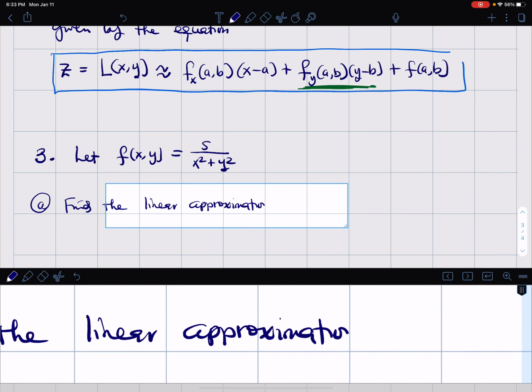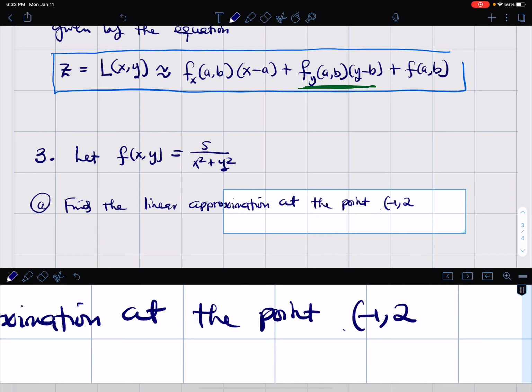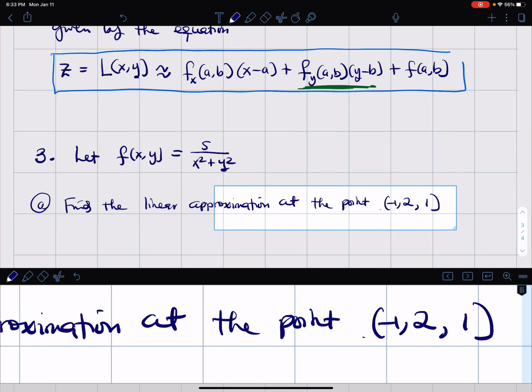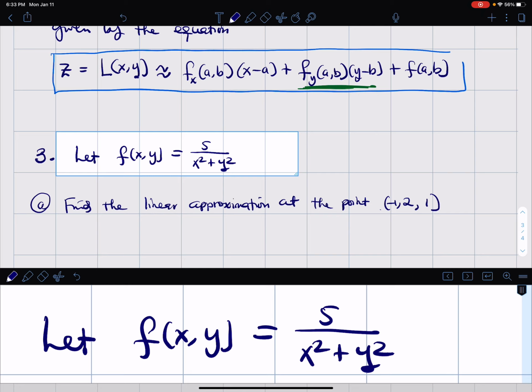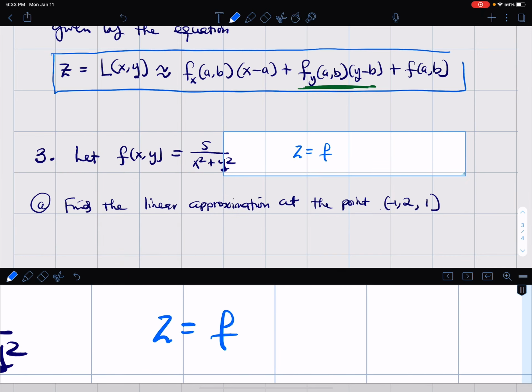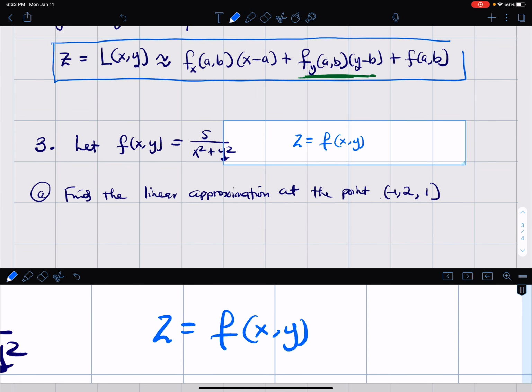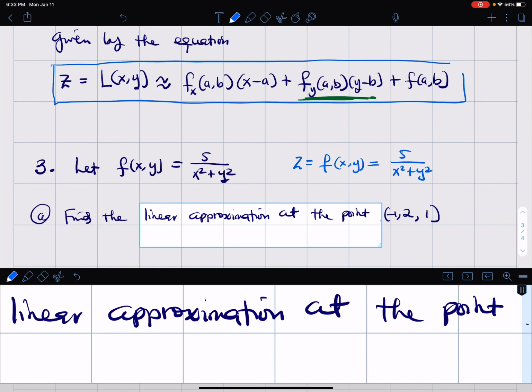Linear approximation at the point -1, 2, 1. Okay. All right. So this is like our z. Think of this as z equals f of x, y, which is z equals f of 5 over x squared plus y squared. We're going to be using this particular equation.